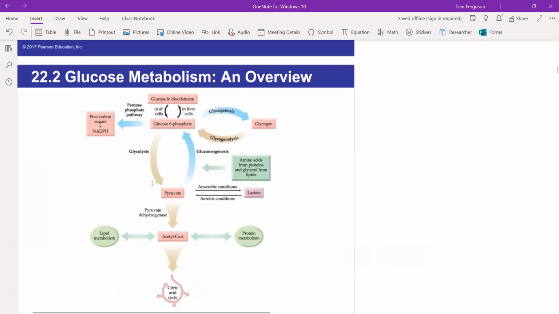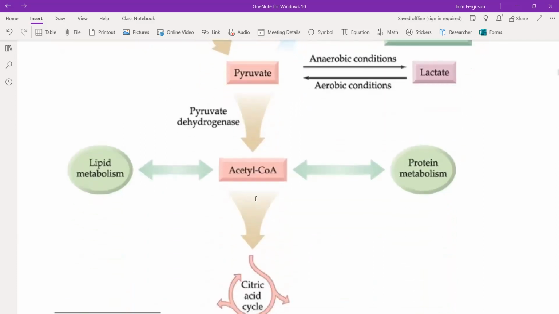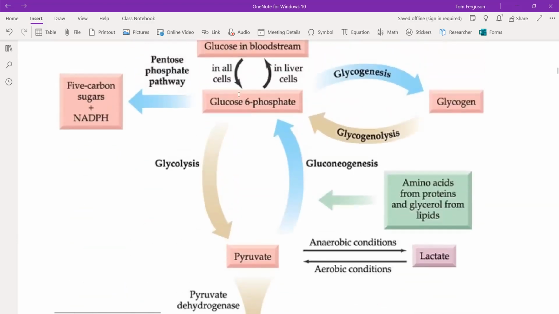All right, then it enters glycolysis and it's converted to 3-carbon. Now, as you remember, glucose is a 6-carbon sugar. Pyruvate is a 3-carbon molecule. So what happens is the glucose is cut in half during glycolysis, forming this 3-carbon molecule, and then it's converted to acetyl-CoA. Now, glycolysis takes you from glucose 6-phosphate down to pyruvate.